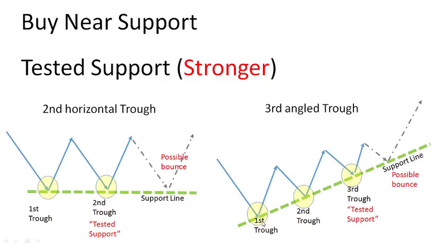Kapag naman angled yung trough, parang yung dalawang trough lang kanina and then tinest nung third trough, the next time na i-revisit itong line na ito, there could be a possible bounce. Basically, pag nangyari yan, dito ka bibili sa malapit sa support line. Okay? That's how you identify support.